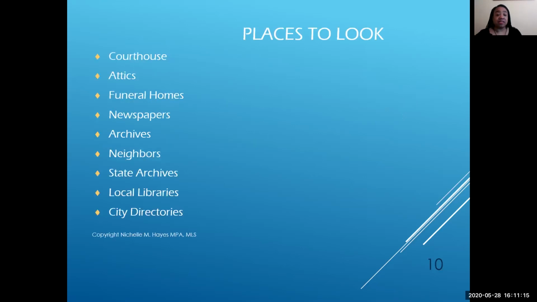So here are some places that you can look for information. County courthouse, attics, funeral homes, as I mentioned before, newspapers, and we're going to go into that in a little more depth. Archives, neighbors, especially if they've been long-standing neighbors, you'd be surprised what information they might have. State archives, local libraries, and city directories.